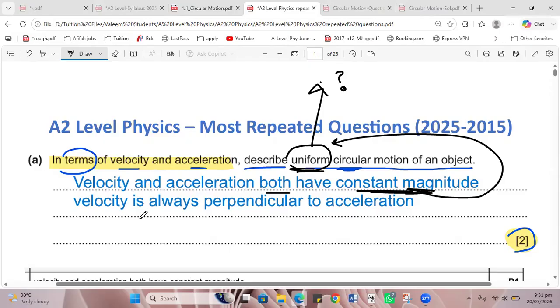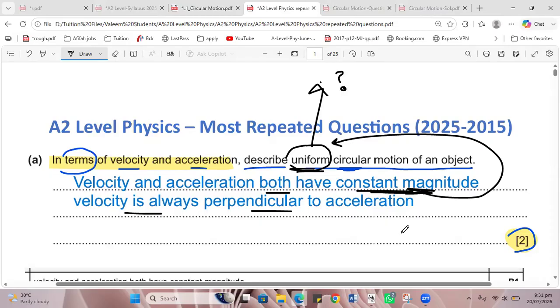And in the second point, you can mention directions. You mentioned the direction of acceleration only. You said that acceleration is towards the center of the circle, correct. But also mention the direction of velocity. Do not say that it's a tangent to the circle because tangent is actually a mathematical word, right? This is physics. So instead, say that velocity is perpendicular to acceleration.